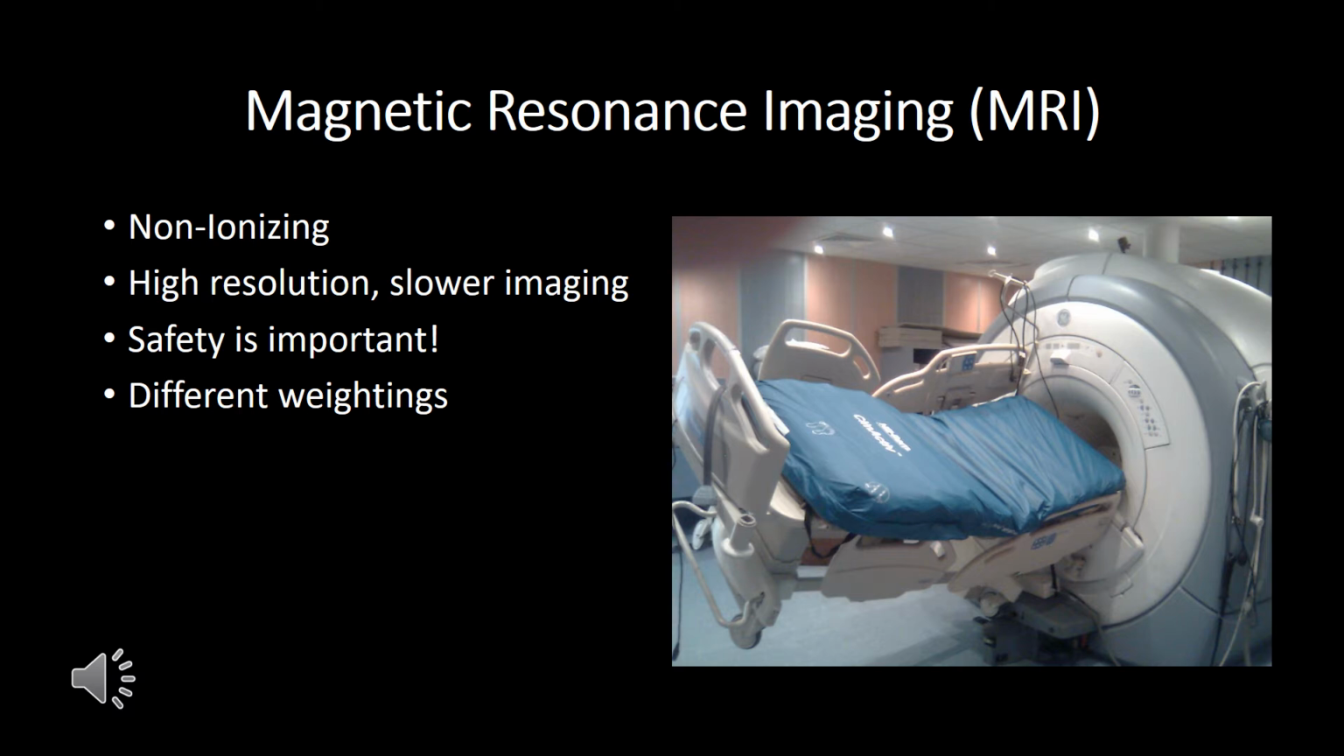So again, with MRI, we're using non-ionizing radiation. It's still radiation because we're using radio frequency waves, but it's not strong enough, it's not powerful enough to cause ionization. So even though it's non-ionizing, there are certainly safety considerations in MRI. Because we're using such a high magnetic field, patients who have metal in their bodies, like an aneurysm clip or a pacemaker, are going to be contraindicated, meaning they probably can't have that MRI.